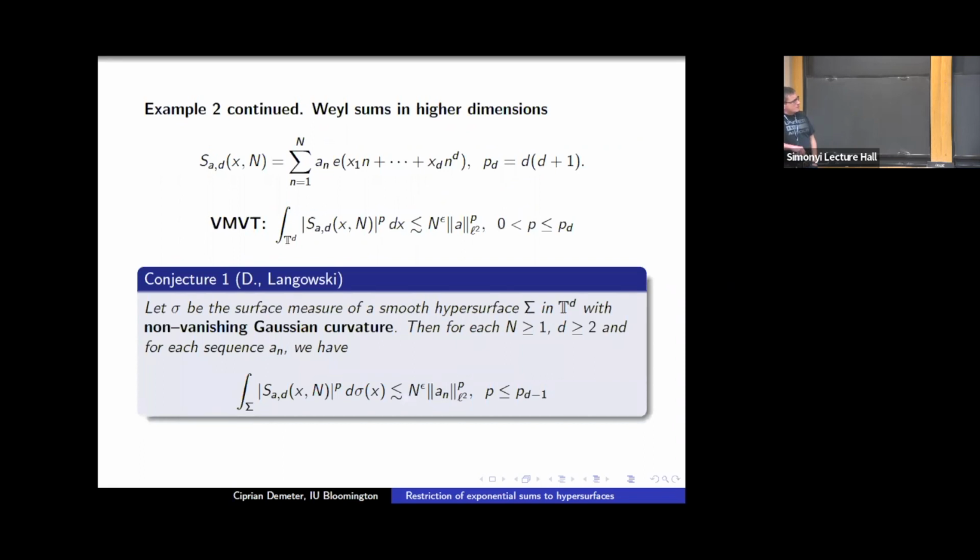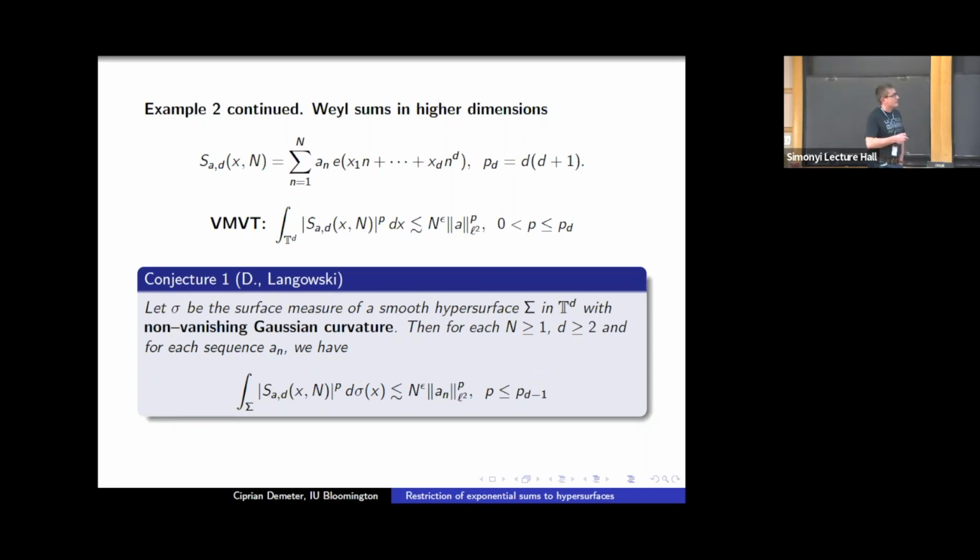Then with my postdoc, Bartosz Langowski, we made a conjecture, which I list here. The conjecture says that if you have the Weyl sums in d dimensions, okay, so on the one hand, we have the Vinogradov mean value theorem, we know what happens globally, but if the hypersurface has non-vanishing Gaussian curvature, something like this should happen. So square root cancellation should hold precisely in the range between, well, 2, let's say, and p sub d minus 1. So this is a dimension drop from p_d to p_d minus 1, which superficially makes sense.